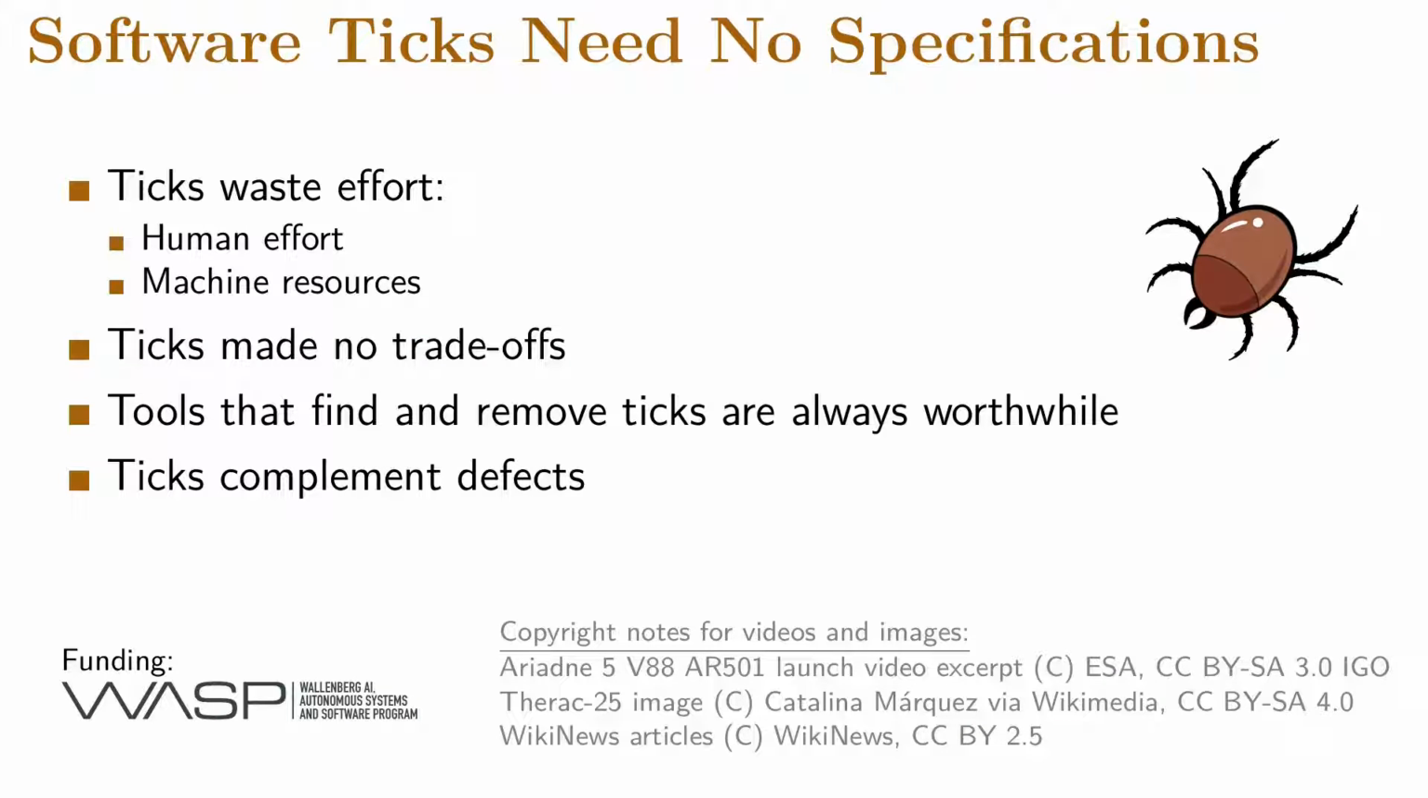Here, we've proposed software ticks as a sharp criterion for identifying bugs that are definitely worth resolving, and thus as a focus point especially for researchers and tool developers. Software ticks are a class of bugs that are unambiguously wasteful when it comes to human and machine effort. We can thus easily make a case, as with software defects, that software ticks are worth detecting and removing.